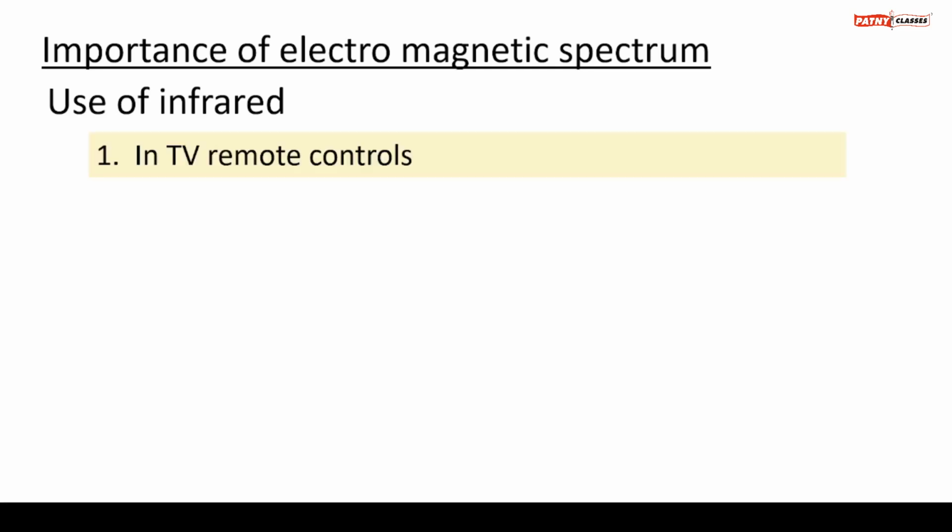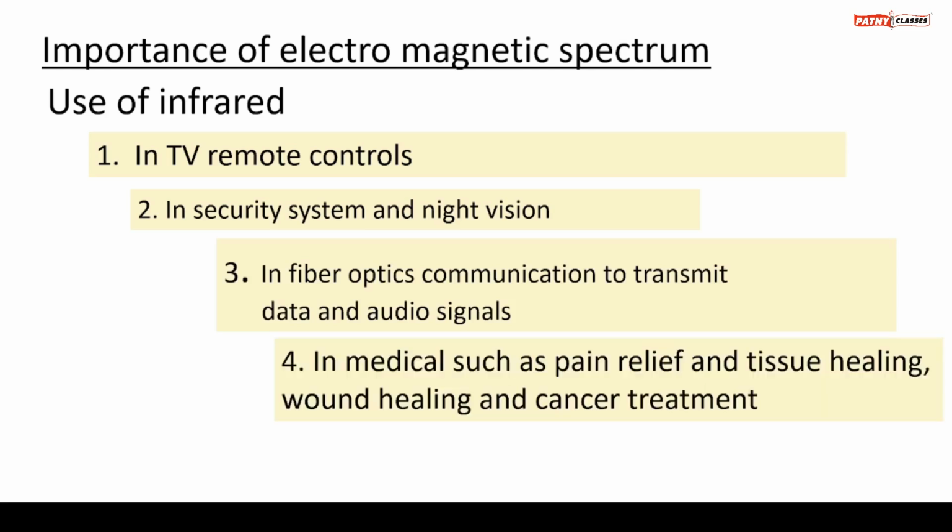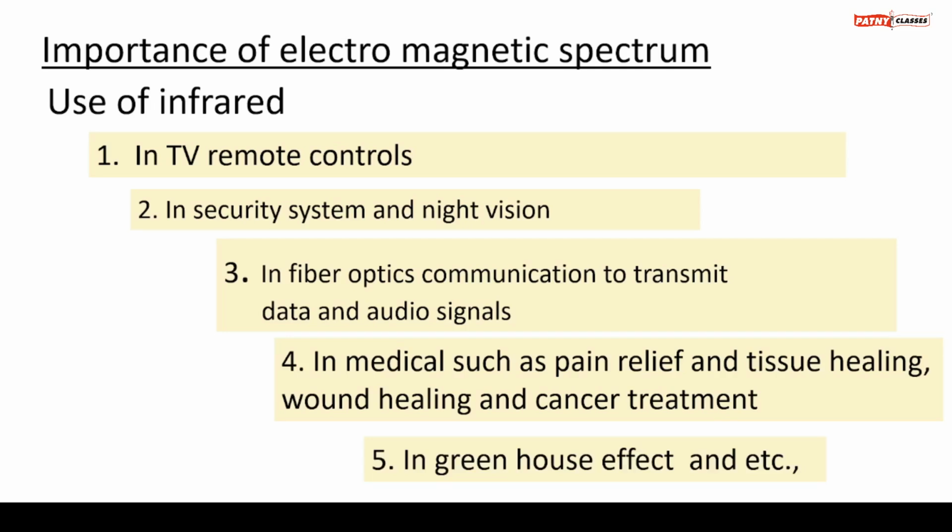Infrared is used in remote controls, in security systems and night vision, in fiber optics communication to transmit data and audio signals, in medical applications such as pain relief and tissue healing, wound healing and cancer treatment, in the greenhouse effect and so many others.